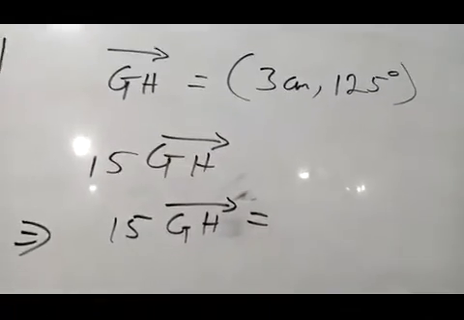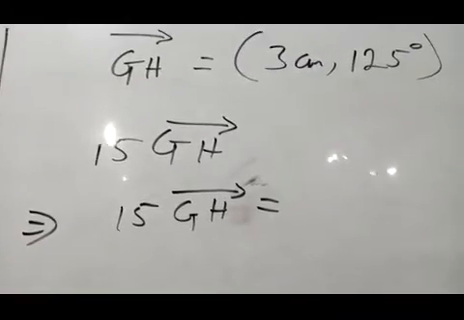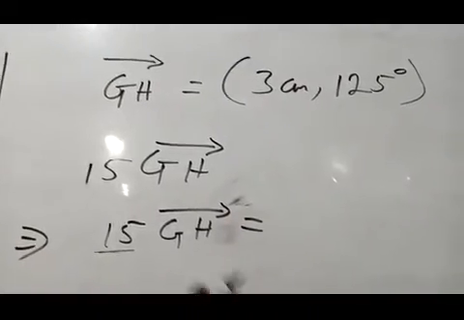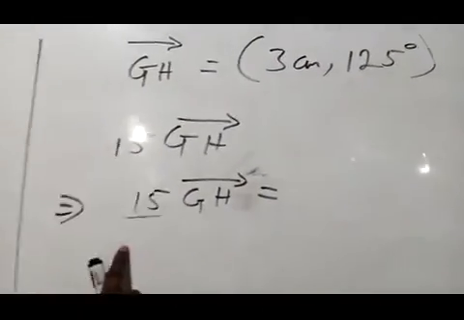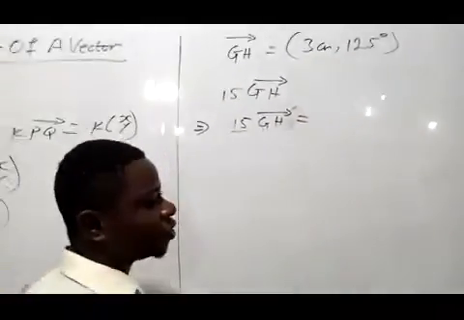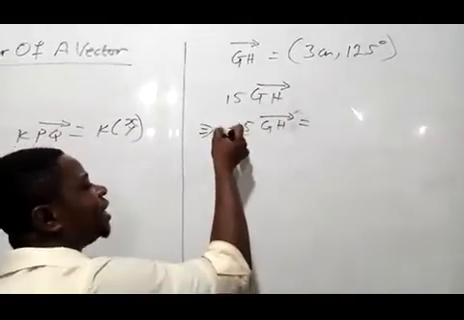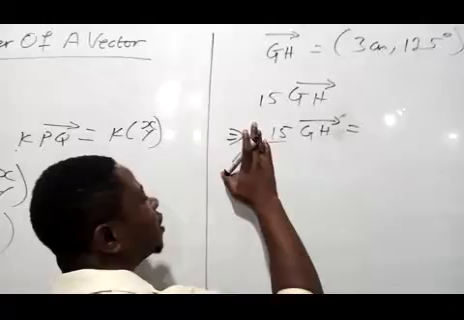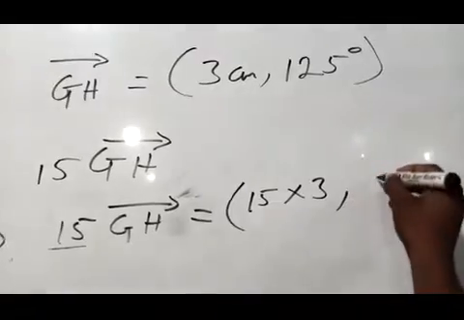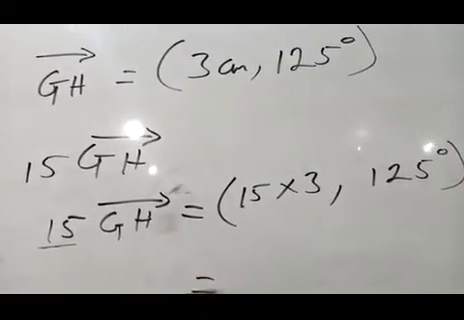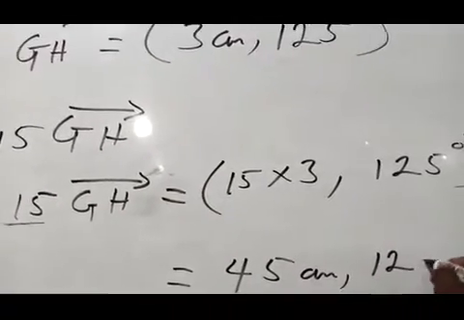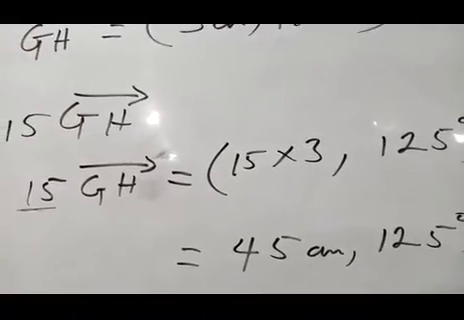Now in this case, I told you in the previous topic, when we were dealing with the negative of a vector, that when we have a number multiplying the magnitude bearing form of a vector, it means that the number is only affecting the distance. It can't affect the direction. The number affects the distance, and the negative affects the direction. In this case, we are dealing with only the number. So this one is going to be 15 times 3, and then 125 degrees. So this is going to be 45 centimeters, and then 125 degrees. As simple as that.